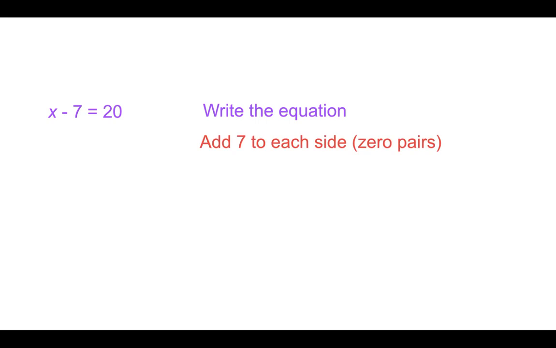Let's look at another example. In this one, we're going to write the equation x minus 7 equals 20. So here's a subtracting problem. And with this one, we're going to now add 7 to each side. Again, we want to make zero pairs so that we can isolate the x. By adding 7 to each side, I have my zero pair on the left side, so x is isolated. So x equals the sum of 20 and 7, which is 27.